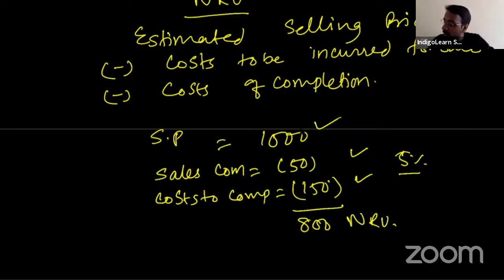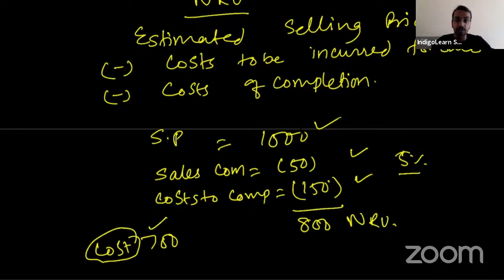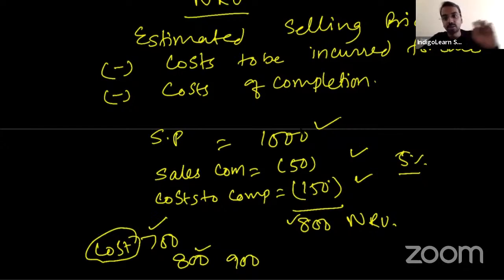And let us say the cost incurred so far is 700. How will you do? Whichever is lower, so 700 will be the valuation. If cost is 800, then 800 will be the valuation. If cost is 900, then also 800 will be the valuation. Whichever is lower, cost or net realizable value, on that basis you will compute the inventory valuation.